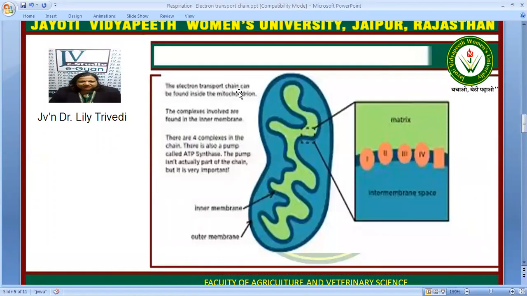Now here is a slide which is showing the electron transport which can be found inside the mitochondria and the complexes involved in the inner membrane. Now there are 4 complexes and there is a pump also called ATP synthetase, and this pump is not a part of the chain but it is very important. So you can see the outer membrane and this is the inner membrane. So it happens in the inner membrane. So if you are asked a question, electron transport chain, where is it found? It is found in the inner membrane. So here is the matrix and here is the intermembrane space. 1, 2, 3, 4. These are the complexes which we will study further on.